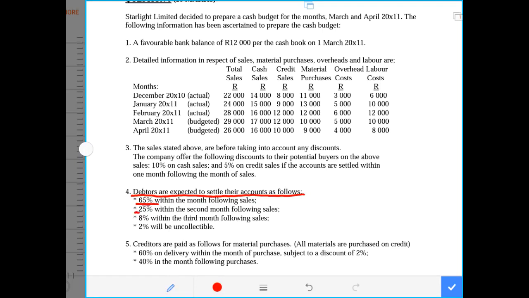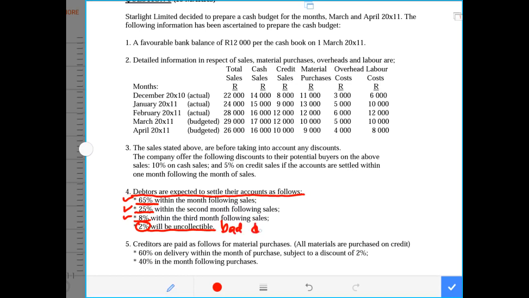Then 25% is collected. Remember, this is the debtors collection period. So now, how money will be collected from our debtors: 65% will be collected in the month following sales, 25% will be collected in the second month following the sales, and 8% will be collected within the third month following the sales. Then after, we are told that 2% will be irrecoverable. That means 2% will be a bad debt.